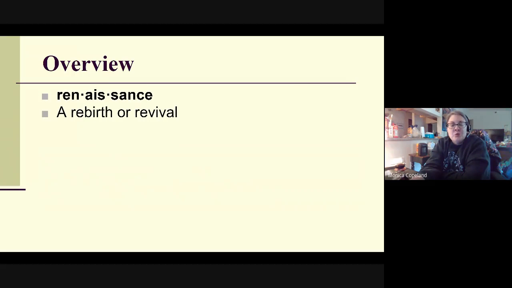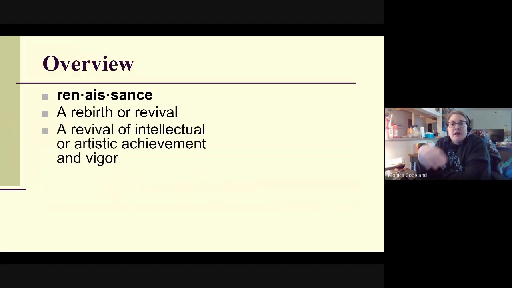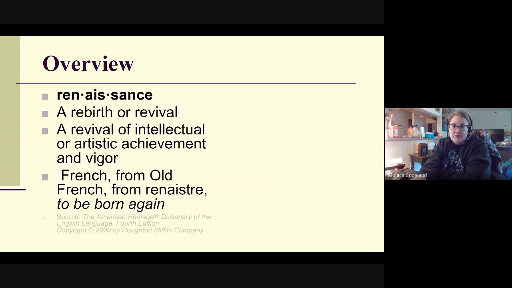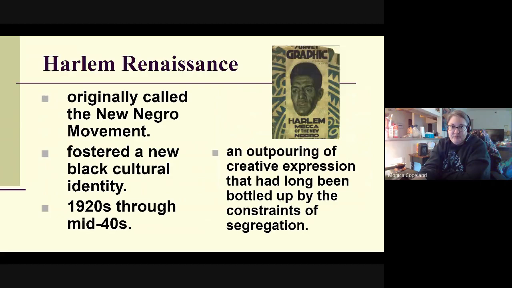So it starts out with, well, what is a Renaissance? A Renaissance is usually an artistic movement. It usually means there's a group of people who are working together to not only make more art, but to make art that says something about society. So that's what the Harlem Renaissance was. Originally, they called it the New Negro Movement. They did not have the term then African American.